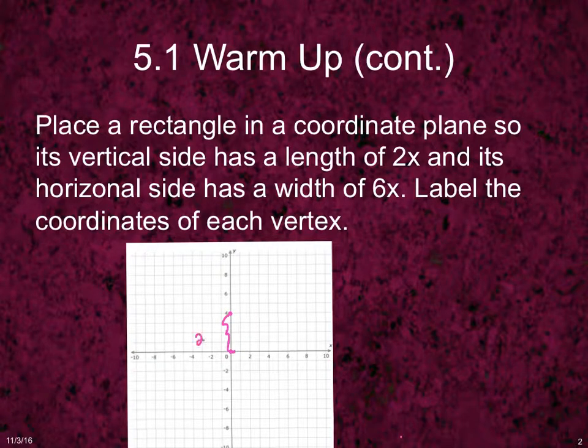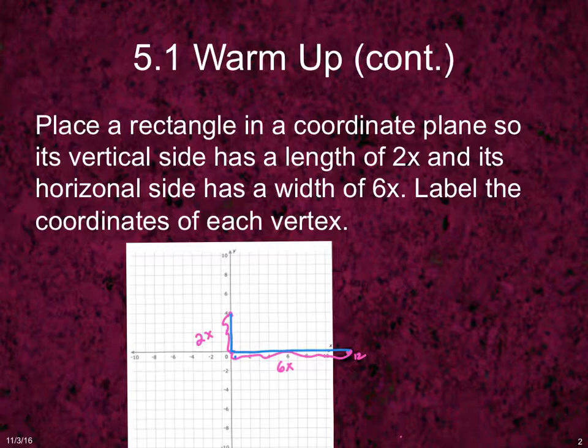If this is 2x and my length is 4, what is x in my scenario? 2, right? So my horizontal side is 3 times that length, right? Or 3 times 4, which would go all the way to 12. That's my 6x. It doesn't matter how long you make your individual sides as long as the proportion is still the same. The vertical should be 1/3 the length of the horizontal.